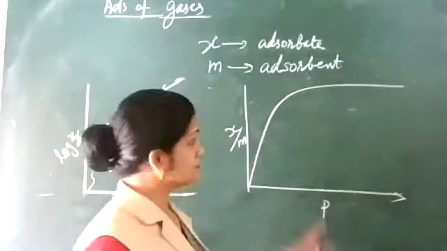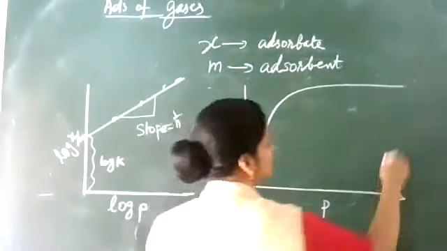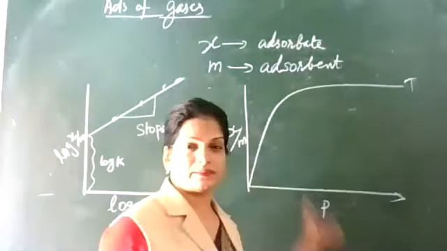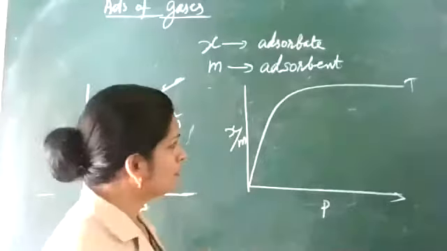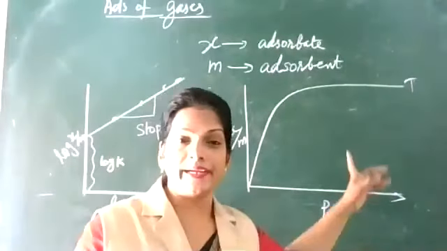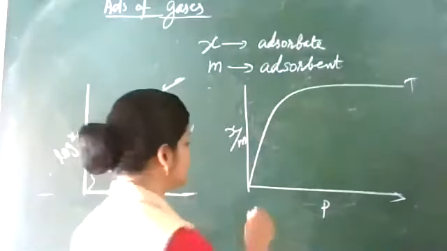This is at lower temperature. As the temperature is high, it's a constant temperature. At a particular temperature, this graph is called an isotherm. Constant temperature, so we call it an isotherm. When you increase the temperature, adsorption decreases.